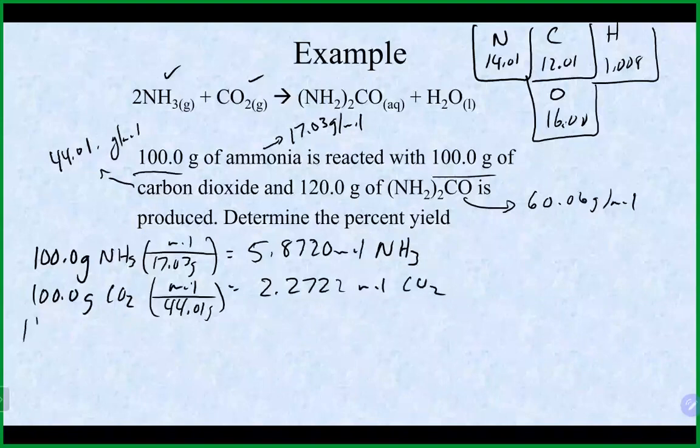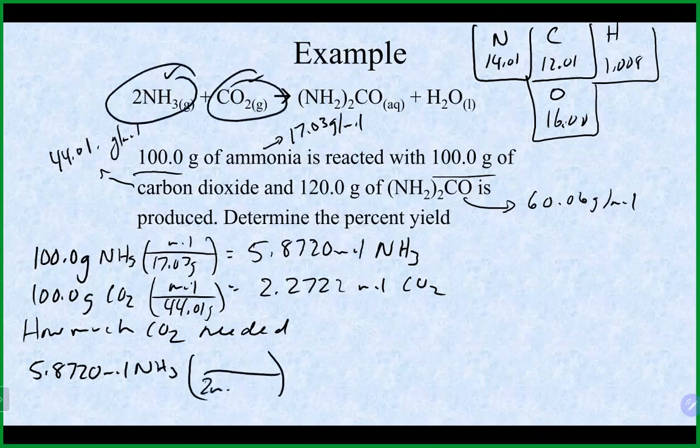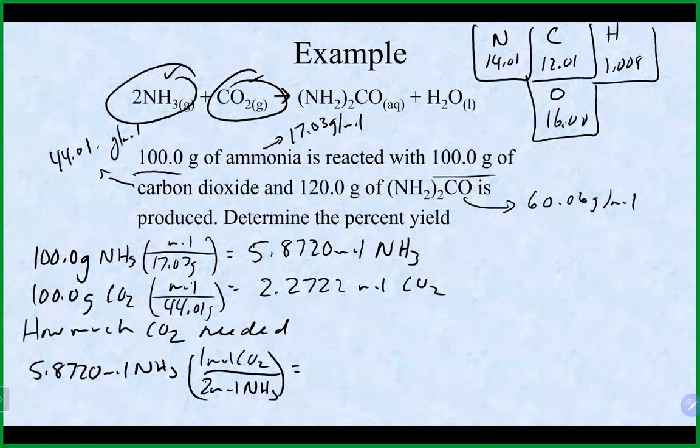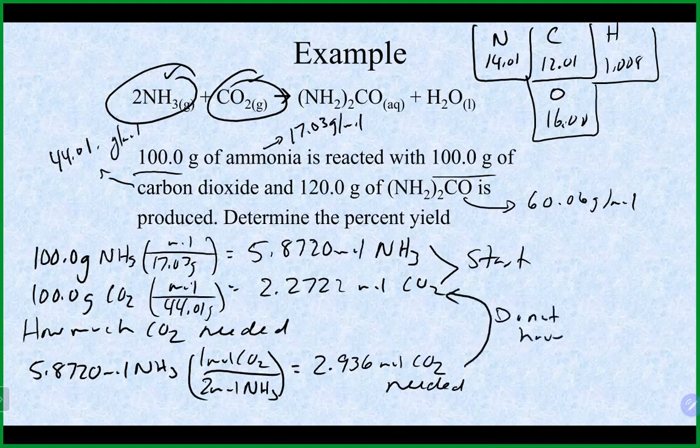Once again, we do our calculation to figure out which one is the limiting reagent. I want to know how much CO2 is needed to use up all the NH3. So I start with my NH3, which is 5.872 moles. Using the mole-to-mole relationship from the equation, it's a 2-to-1 relationship: 2 moles of NH3 to 1 mole of CO2. So we divide by 2. 5.872 divided by 2 tells us we need 2.936 moles of CO2. Remember, this is our starting amount. We compare those two, and we do not have enough. So the CO2 is the limiting reagent, and the NH3 is the excess.